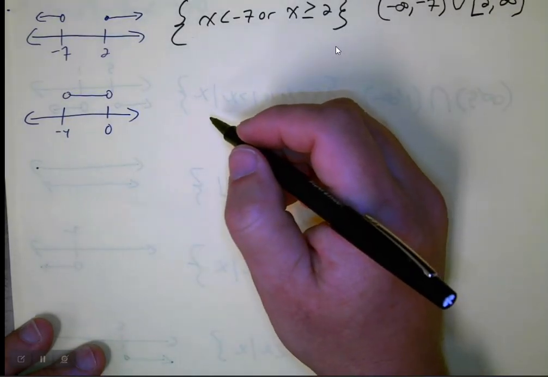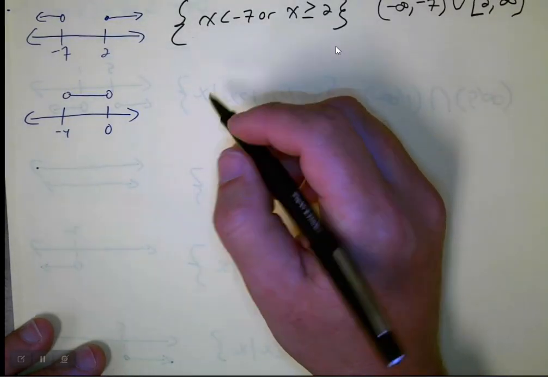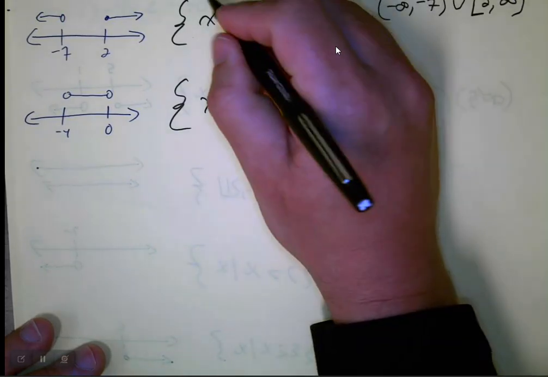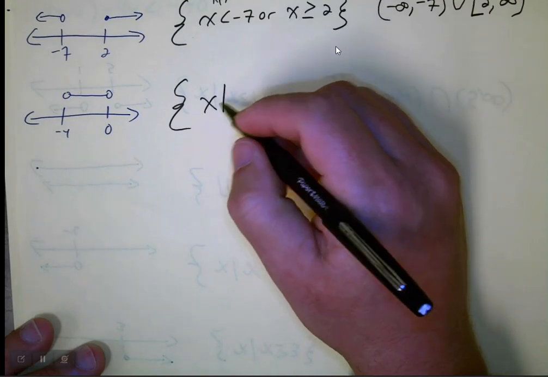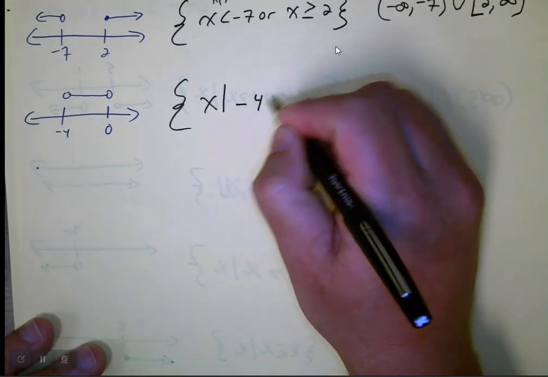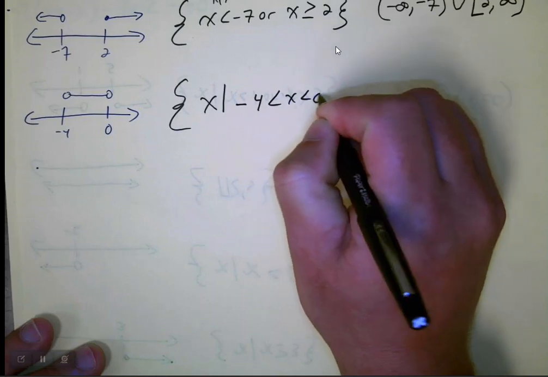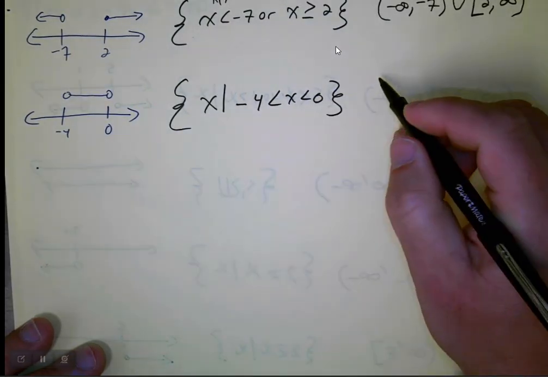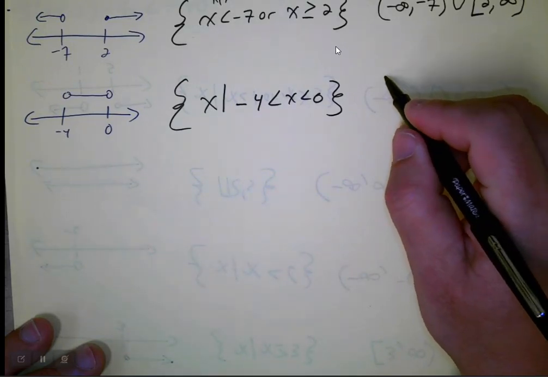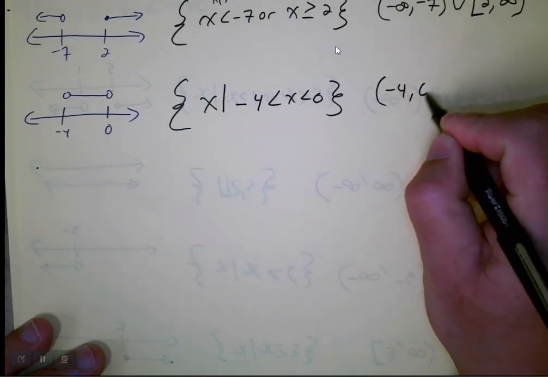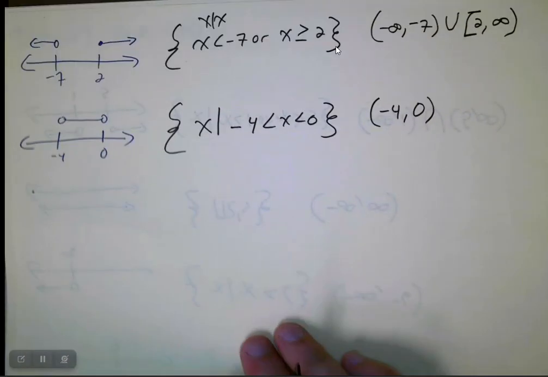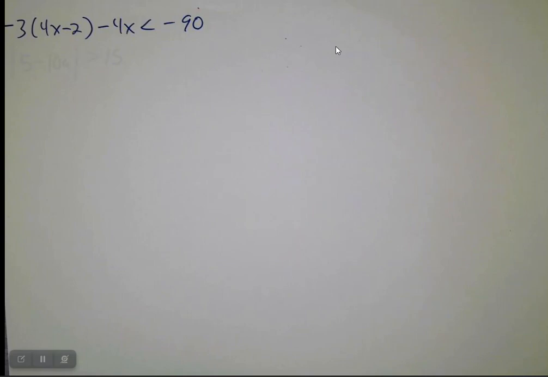This one's and. And so this goes from negative 4 to 0 inclusive. So for that, you're going to go x such that negative 4 is less than x is less than 0. It's like a sandwich. And then the interval notation is going to be negative 4 to 0. So that should be review. It's not a big deal if it's not. But that's how you do it.